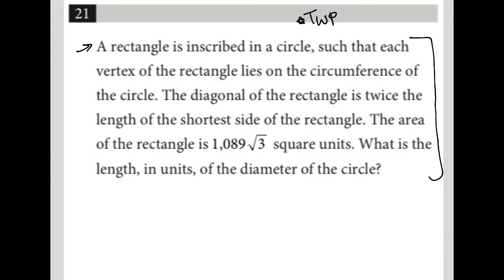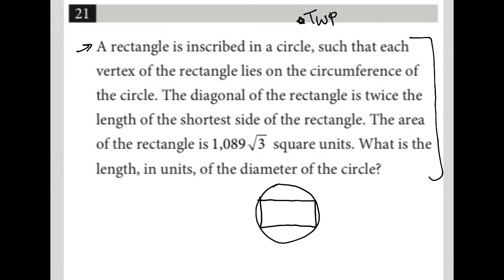So the first sentence here says a rectangle is inscribed in a circle such that each vertex of the rectangle lies on the circumference of the circle. So first of all, I'm going to draw that. Doesn't have to be a perfect drawing, so I'm going to draw a circle, obviously not perfect, and I'm going to draw my rectangle inside of that circle, also obviously not perfect, which is perfectly fine.